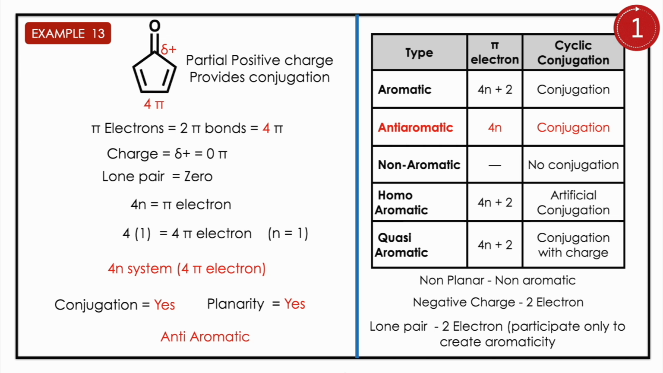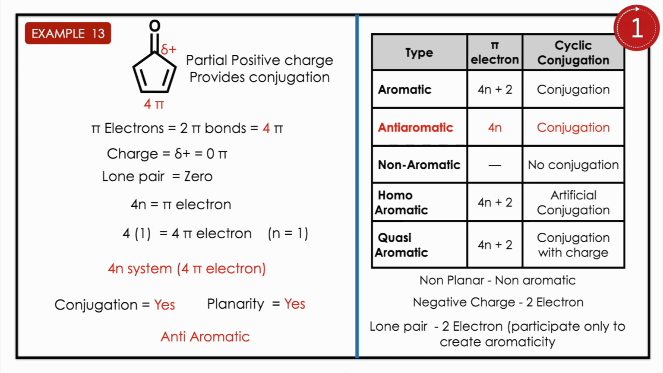It has 2 pi bonds. We should not count the carbonyl pi bond, only the conjugated pi bonds. So 4 pi electrons. Charge is delta plus. It doesn't contribute any electrons, so 0 pi. Lone pair also is not there, so 0. So totally 4 pi electrons, meaning it is the 4n system where n equals 1. 4 multiplied by 1 gives 4.